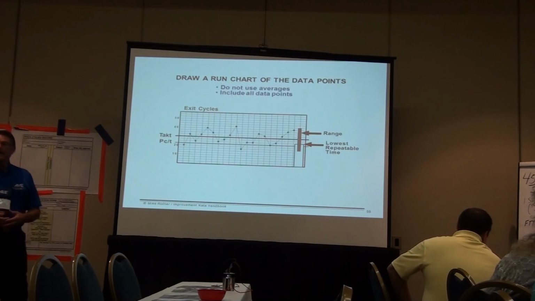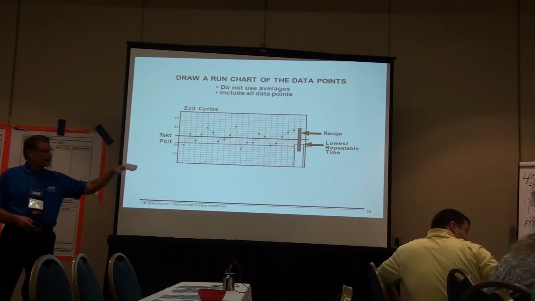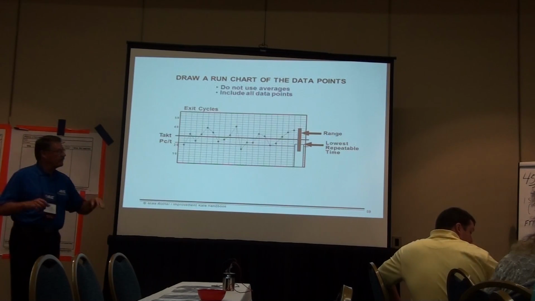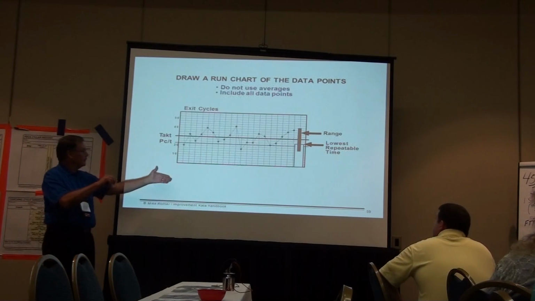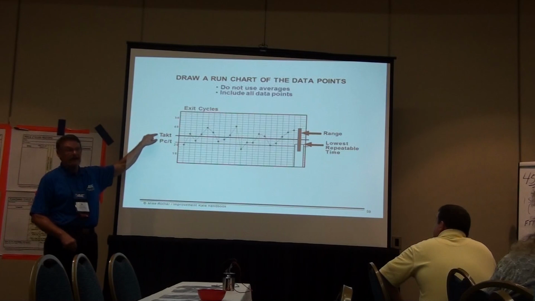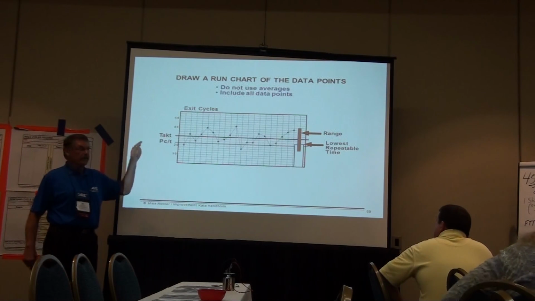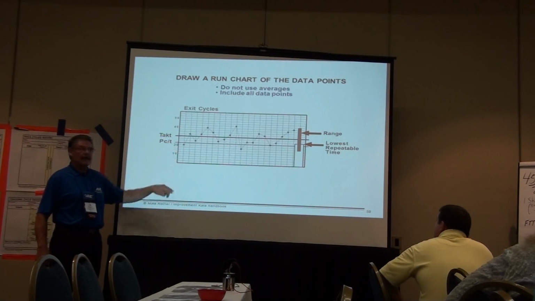We'll then dump that data into a simple run chart. It looks complicated, but it's not. We start with the grid. We put the scale in here. Where we know takt time, we'll lay that line in. Where we know our planned cycle time, we'll lay that line in.